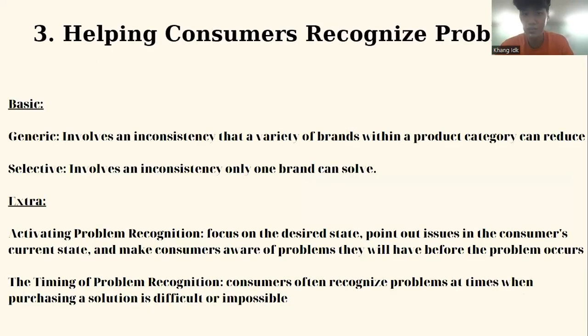The third step is to help consumers recognize their problems. There are basics and also a few extra approaches to this. The two most basic are generic and selective. Generic involves an inconsistency that a variety of brands within a product category can reduce. For example, if you're craving a cup of coffee, there are tons of different kinds of coffee shops all around your city or your block to solve your generic problems.